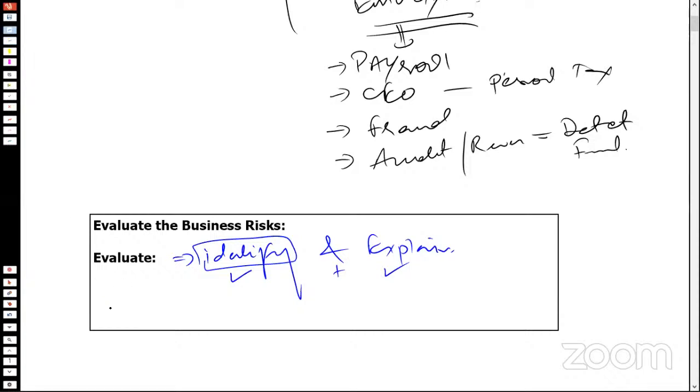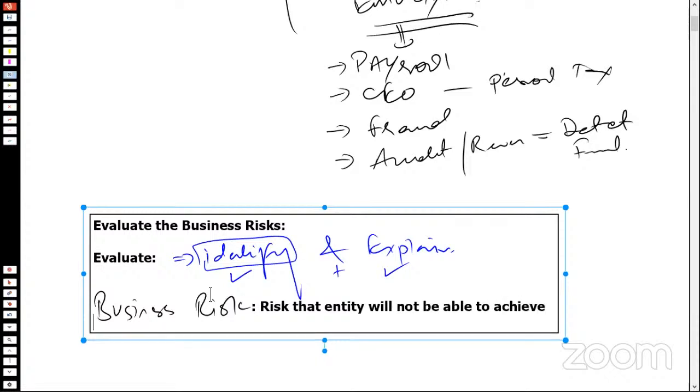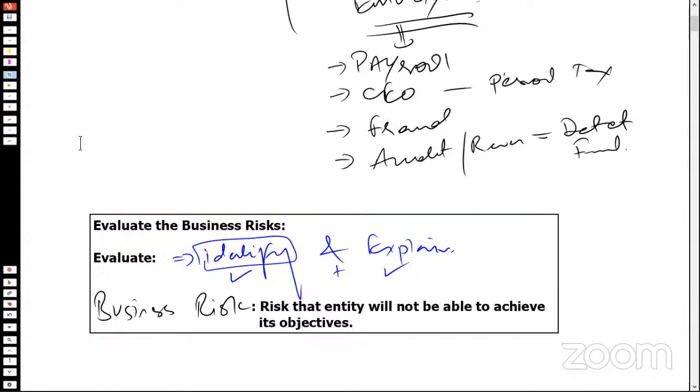The second thing is that when we talk about the concept of business risk, let's try to have an understanding of exactly what we mean by business risk. Business risk is a risk that the entity will not be able to achieve its objectives. Now let's discuss it. Basically, what do you mean by the risk that the entity will not be able to achieve its objectives?